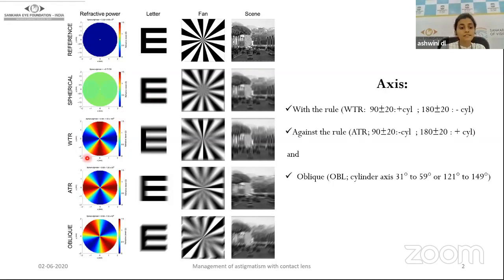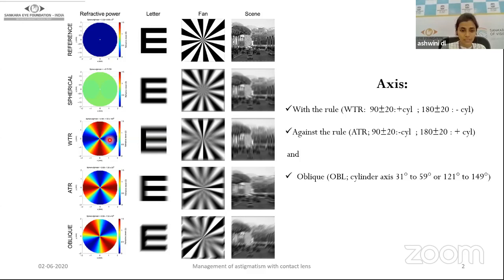But in astigmatism, again there are two types: regular astigmatism and irregular astigmatism. In regular astigmatism, there are 3 types. In with-the-rule astigmatism, the principal meridians are 90 degrees apart from each other, and the vertical meridian will be steeper compared to the horizontal meridian.